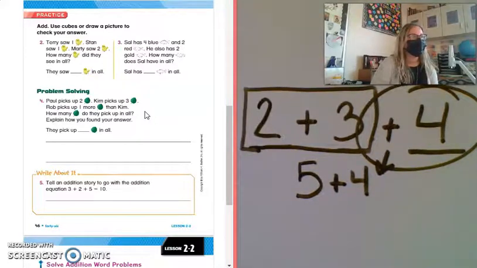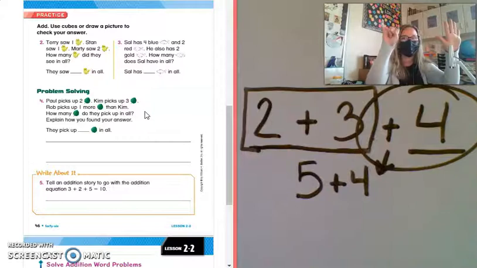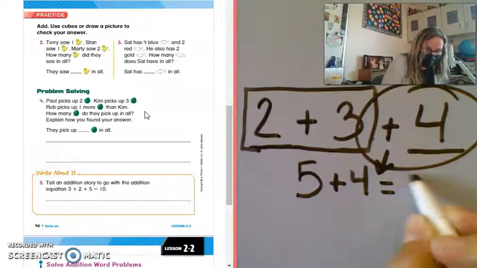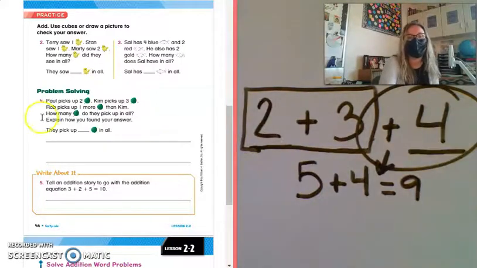6. Oh, if I have 5, okay, 5 fingers. And I add 4 more. 6, 7, 8, 9. There it is. So 5 plus 4 equals 9. So 2 plus 3 plus 4 equals 9. And on the line, you can write they pick up 9 in all.